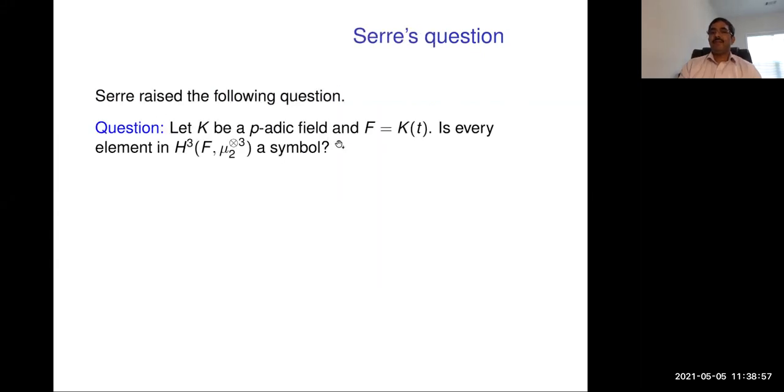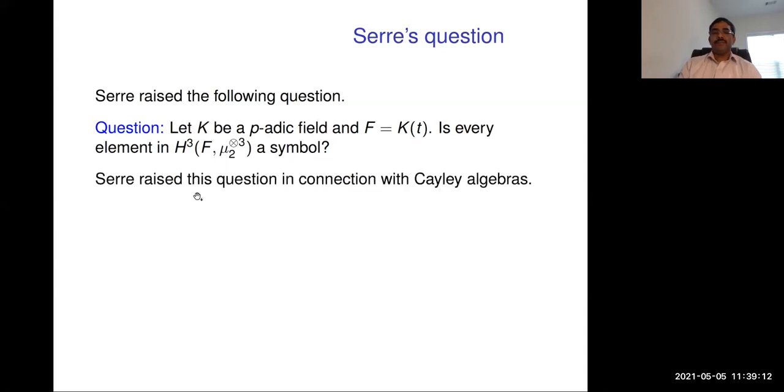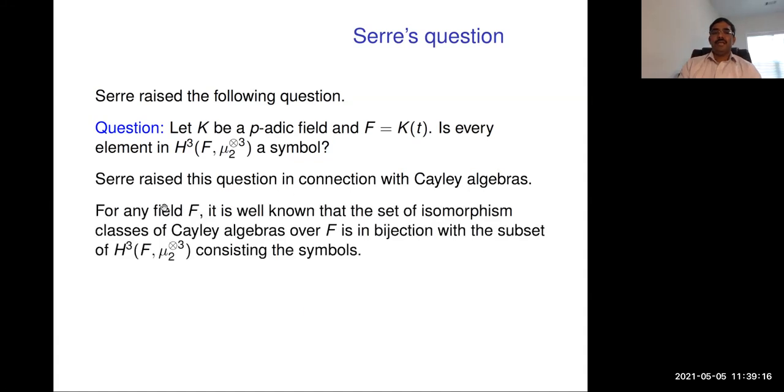Let K be a periodic field and F equal to KT. Is every element in H3 of mu2 tensor 3 a symbol? That means the symbol length is 1. Say, raise this question in connection with Cayley algebras, because we know that for any field, the set of isomorphism classes of Cayley algebras over F is in bijection with a subset of H3 of mu2 consisting of symbols.